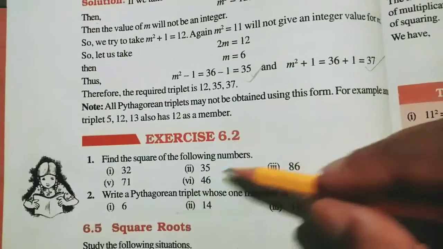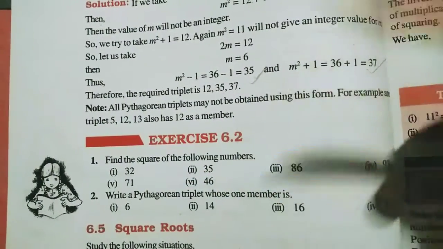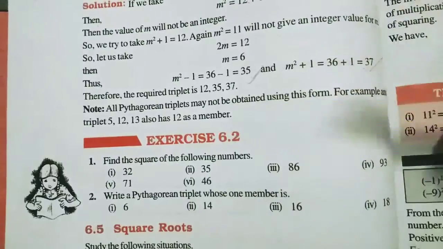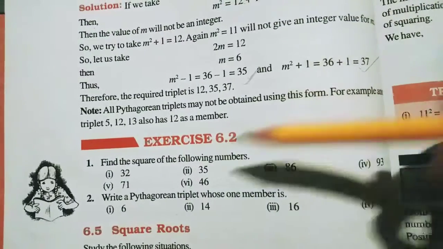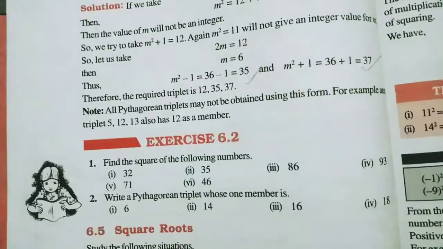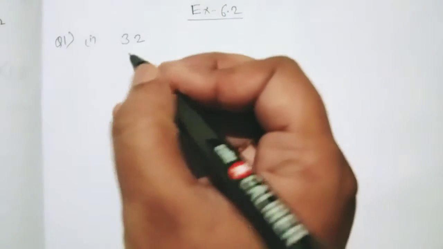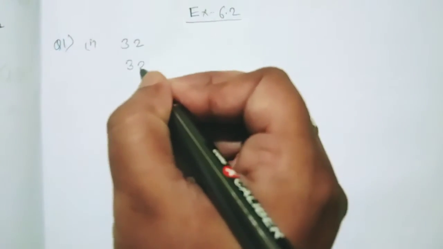Find the square of the following numbers. You have to find the square of these numbers without doing the actual multiplication, by the process that I have shown you. The first number is 32. So how to find the square of 32? Let's do it. All of you see here: 32 square.